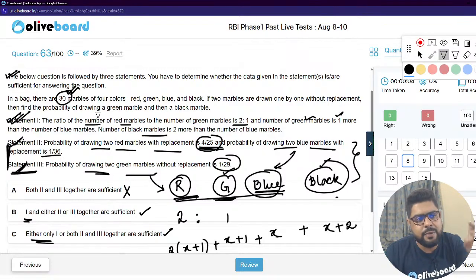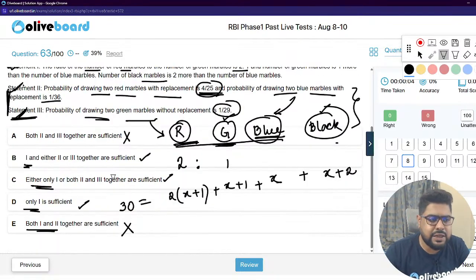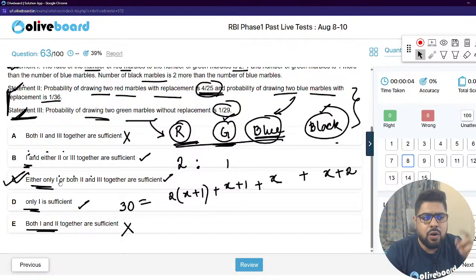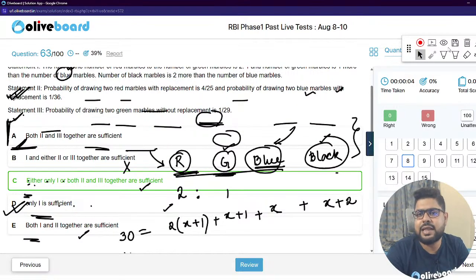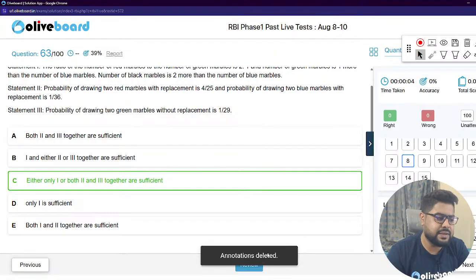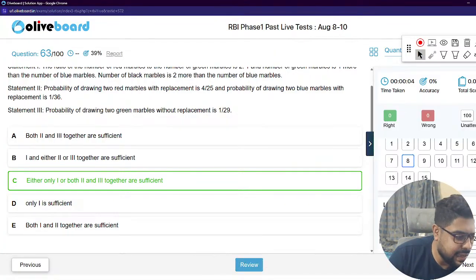So my answer will be either I take 1, which is self-sufficient, or I'll need 2 and 3 together. Check the options. Either only 1 or both 2 and 3. This one sounds better. So either only 1 or both 2 and 3 together are sufficient to answer. So that is definitely the case.